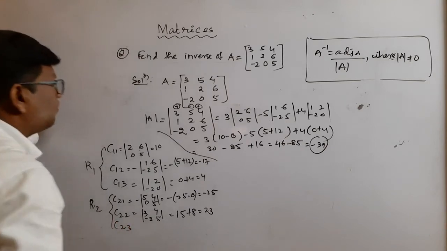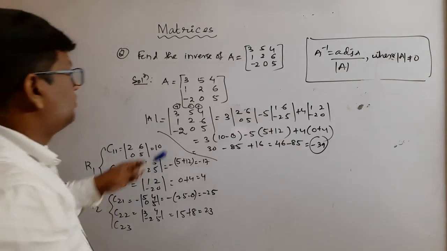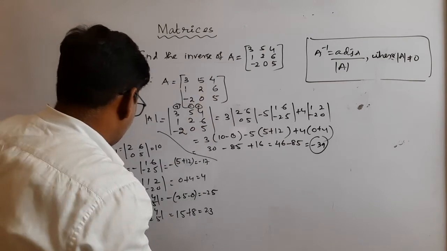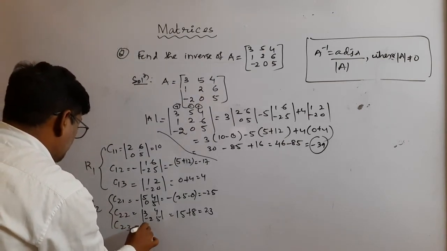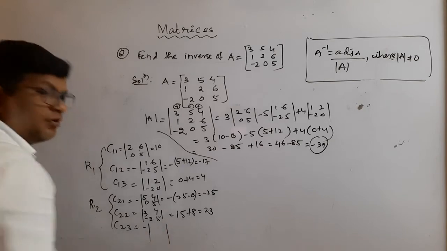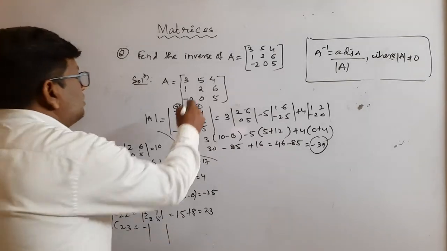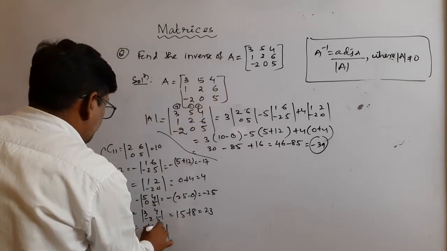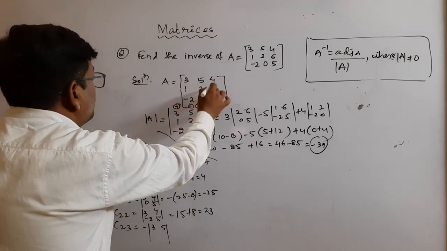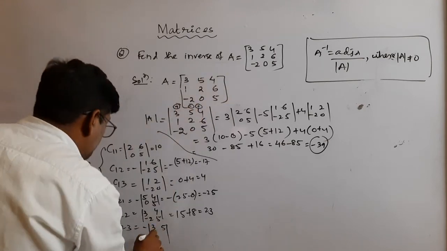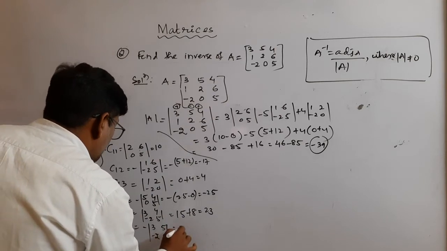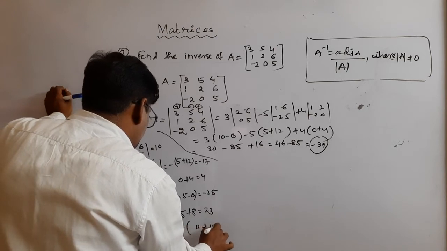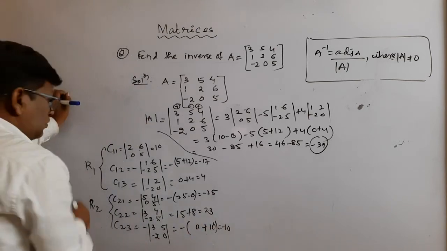Now C23, second row, third column: 3 5 minus 2 0. This is odd, 2 plus 3 is odd, so it gets a minus. Second row, third column: 3 5 minus 2 0, so minus 0 plus 10, so the answer is minus 10. This is row 2.